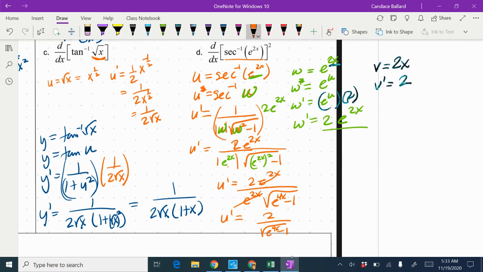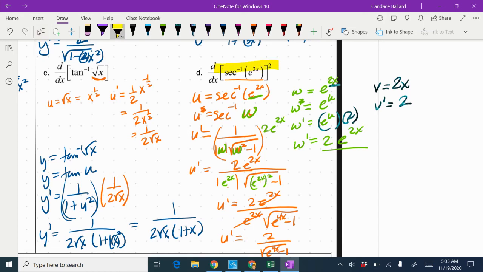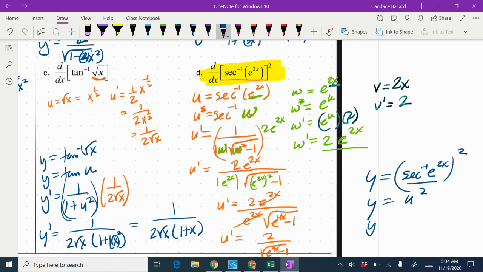Now I'm not done yet, because remember, this was just the derivative of the inside function. I still need to go back to my original up here and replace. So I'm going to use the y equals notation. It's just easier. So y equals secant inverse of e to the 2x. We're going to square that whole thing. I'm going to replace this piece here with u, so u squared. So I take the derivative of the outside function, which would be 2u.